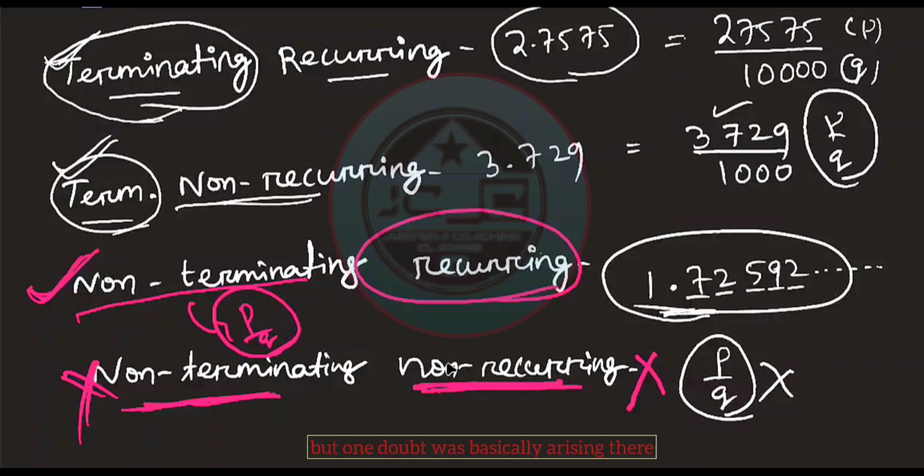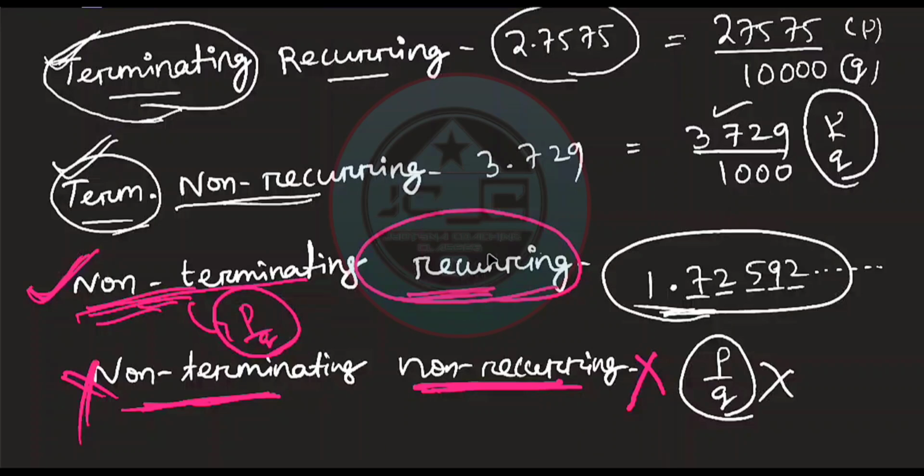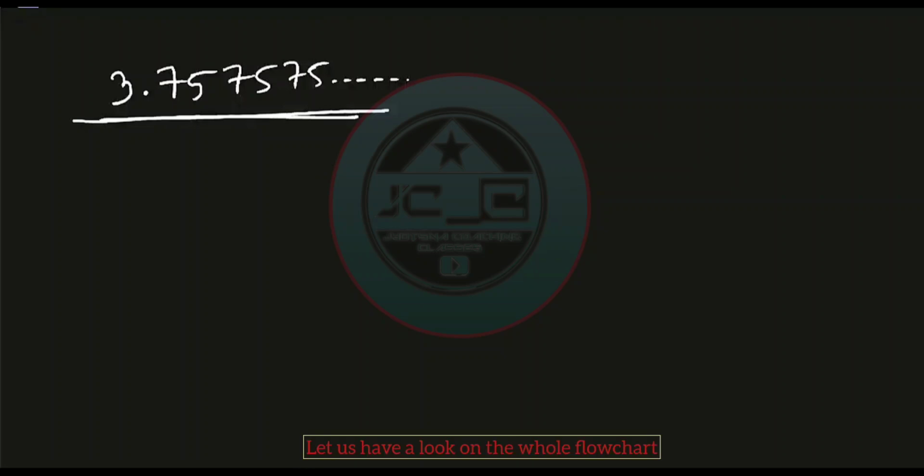But one doubt was basically arising there, that how can we represent the non-terminating recurring numbers in the form of p by q, because we do not know. Simple example: 3.75 is given, sorry, 3.757575. So how can you represent it in p by q form, right? Before that, let's have a look at the whole flow chart.